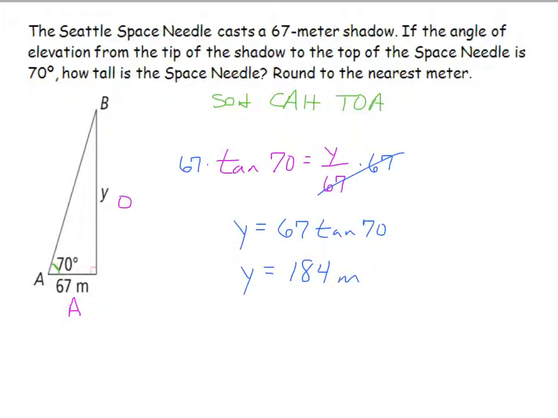All right, so let's take a look at this. I had tan of 70 equals y divided by 67. In order to solve it, I multiplied both sides by 67, so I got y equals 67 tan of 70. It did say round to the nearest meter, so when I typed this in my calculator I got 184.0809, which rounds to the nearest meter of 184 meters.